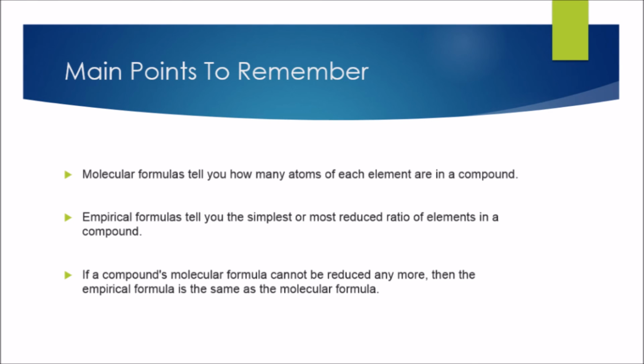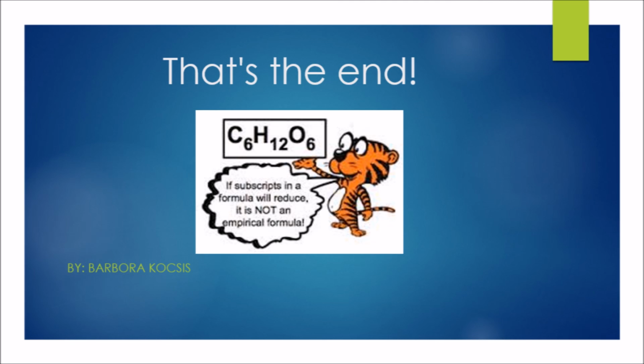Some main points to remember are that molecular formulas tell you how many atoms of each element are in a compound. Empirical formulas tell you the simplest or most reduced ratio of elements in a compound. If a compound's molecular formula cannot be reduced anymore, then the empirical formula is the same as the molecular formula.